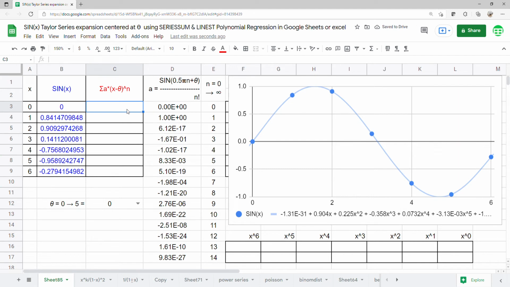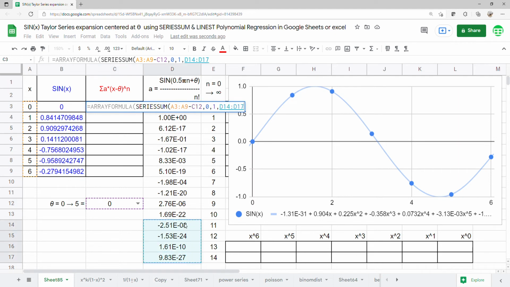Now we can complete the Taylor series expansion. So array formula, series sum of the x minus theta, that's raised to the power n, where the value of n starts from 0, incremented by 1. And the coefficient will be this range. That's the coefficient a.